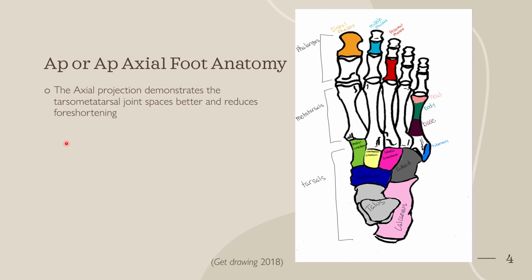Then a little tidbit for why we do our axial versus our plain AP is that in our axial projection, it demonstrates the tarsal metatarsal joint space better and reduces foreshortening.